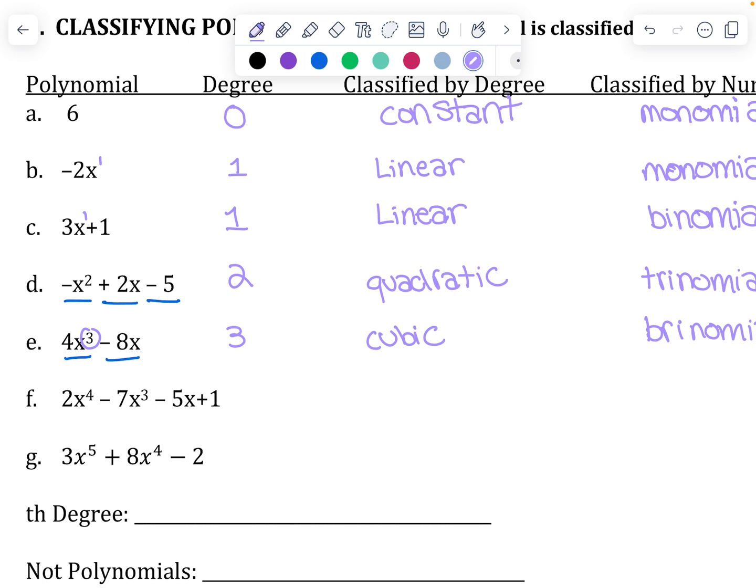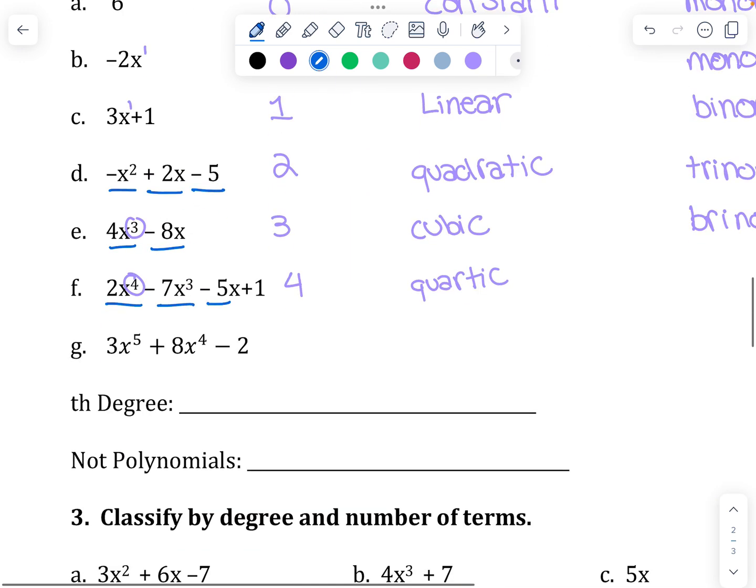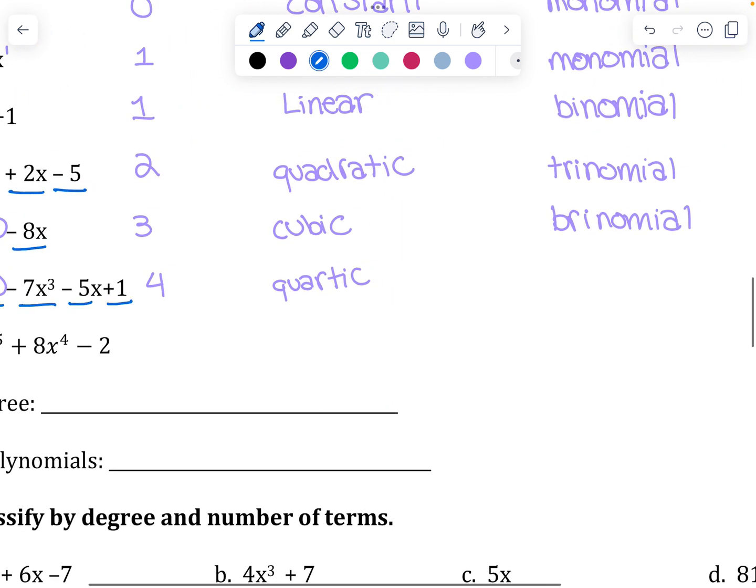In my next one, the highest exponent I see in this polynomial is 4. Classify by the degree. So anytime you see that your highest exponent is 4, think of quarters, that there's 4 quarters in a dollar. So this is called a quartic. How many terms do I see? 1, 2, 3, 4. I see 4 terms. And remember, 4 or more has the same name, and this is a polynomial. A polynomial is 4 or more.